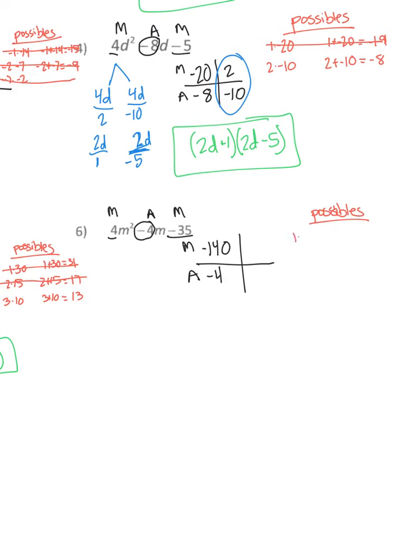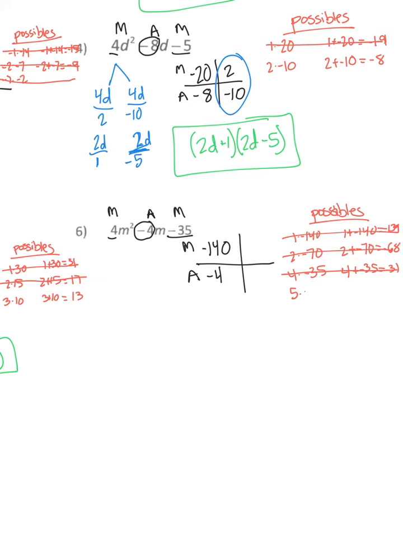So if I have 1 times negative 140, 1 plus negative 140 gives me negative 139. Not what I'm looking for. 2 times negative 70, 2 plus a negative 70 gives me negative 68. Still not what I'm looking for. Let's see, 3 doesn't go into 140. 4 does. We have 4 times negative 35. 4 plus negative 35 gives me negative 31. Nope, still not working.